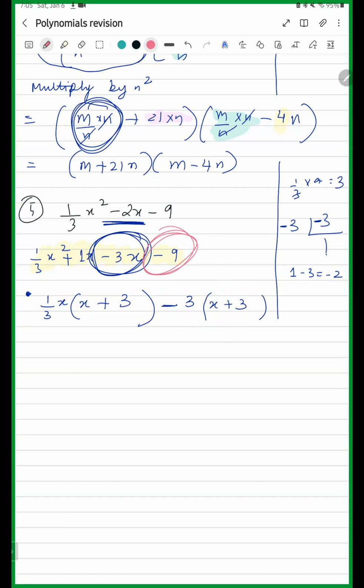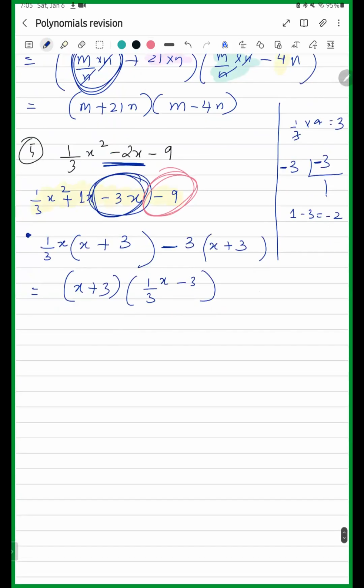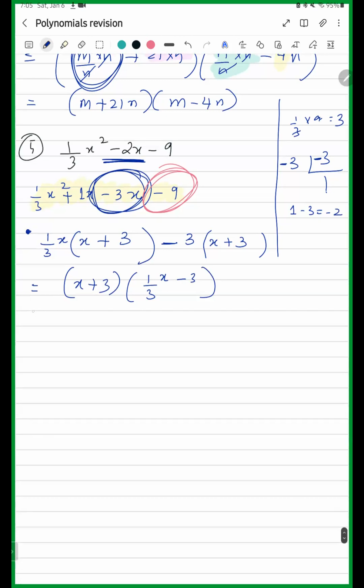in which you will get the answer as x plus 3 is the common bracket, and then you're left with 1 by 3 multiplied by x minus 3. So this is one option. The other way that you could have done it, other way.